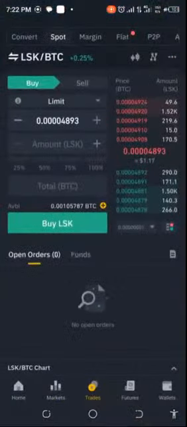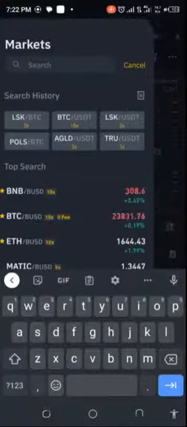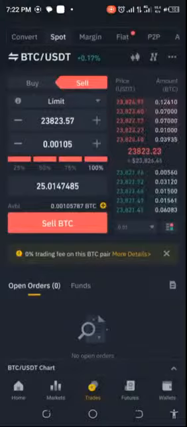I already have changed $25 worth of USDT to BTC. Just for you to cross-check on that, if I were to sell this, you can see we have 25.01 USDT here. If I was to sell this, so this is like $25 worth of BTC.